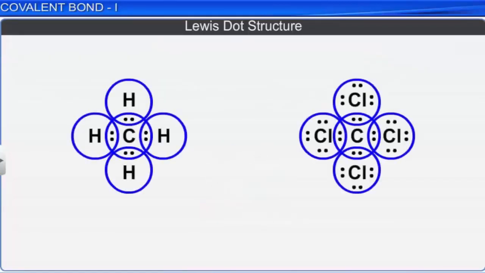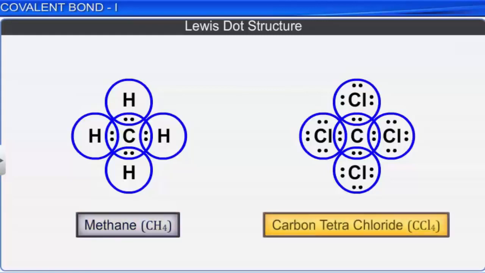Similarly, let us look at Lewis dot structures which depict the formation of covalent bonds in methane and carbon tetrachloride.